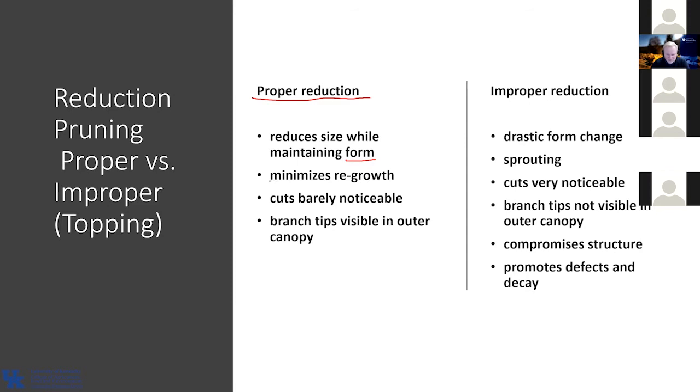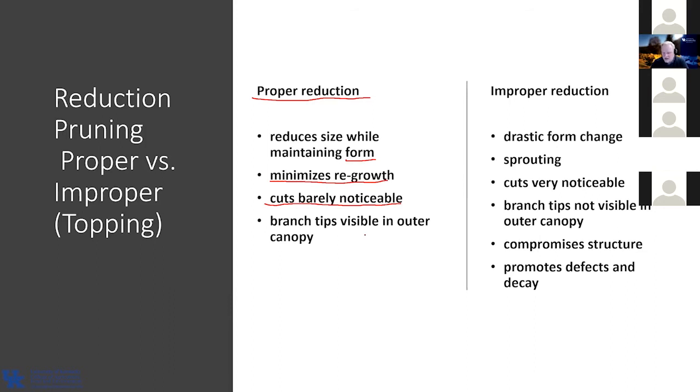If you do reduction cuts properly, you minimize regrowth, and that's good. And if you do a reduction cut properly, the cuts are barely noticeable. It's a very natural looking tree form once you're done with that type of pruning cut. And the branch tips are visible in the outside canopy, meaning you didn't buzz cut and all you see are dead tree snags. You don't see that. It actually still looks like a natural tree once you're done with reduction cuts. You can bring a tree back a little bit in height with reduction cuts, not drastically, but you can reduce the overall size of a tree some using that method.